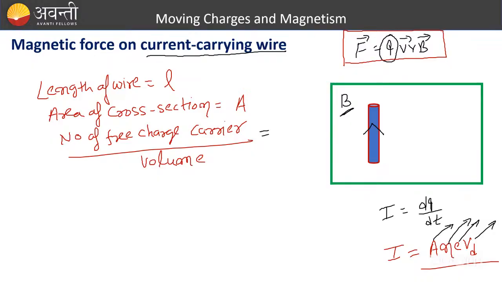This is one-way traffic already. Just I am putting in effort. You people are not doing anything. I mean, you don't know what is this N. What is this number of free charge carrier per unit volume? You don't know. This is too disappointing. Seriously.